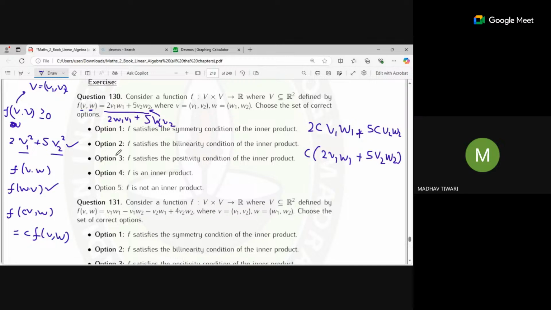The distributive property is remaining. You can check for that. It will also be satisfied. So it is satisfying the inner product symmetric condition. It was the bilinear positivity condition that it will always be positive. Sorry, this one, the symmetric condition, I think. Symmetric condition, what was that?